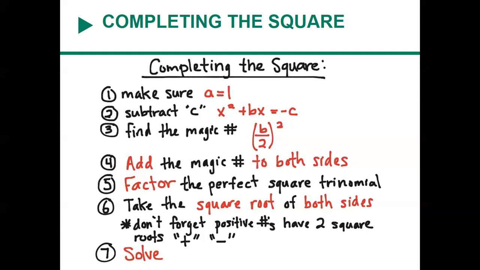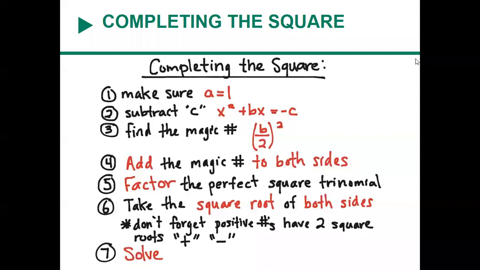Number 2. Subtract c. Subtract c, x squared plus bx equals negative c. It looks like a lot, but when we go through it, it's not terrible. I promise.